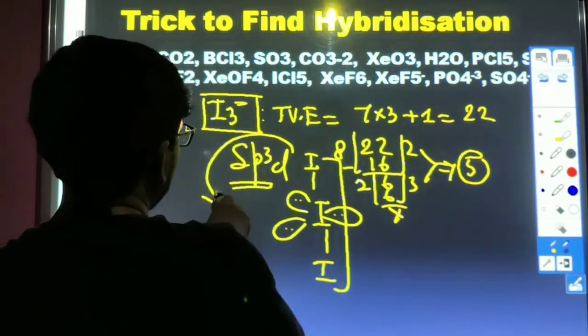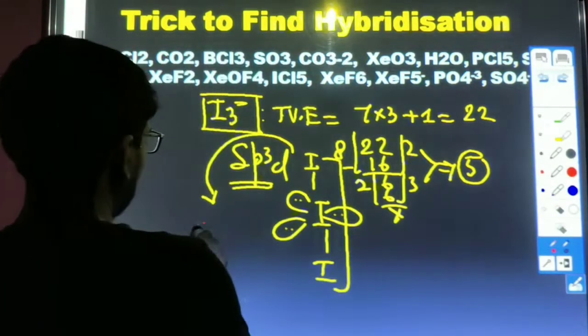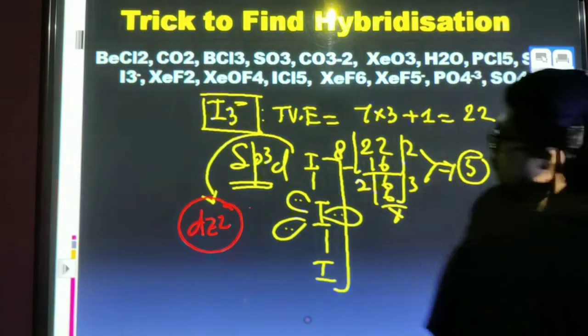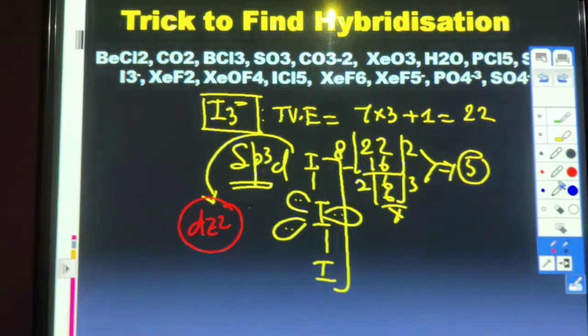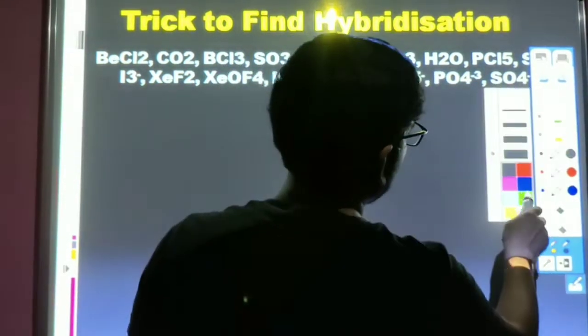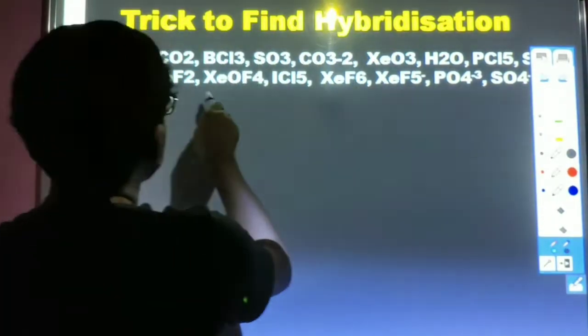Here also the d orbital will be d z square. Okay. Now next move to XeF2. What will be the hybridization for XeF2?